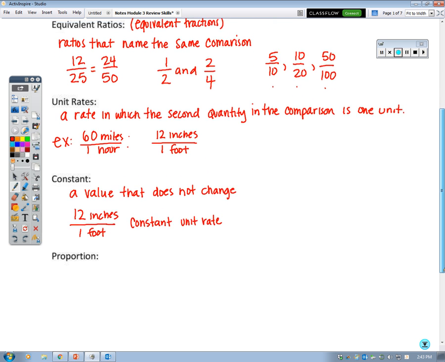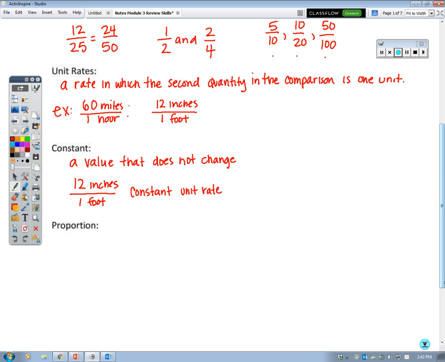And our final word that we're going to look at here is proportion. And a lot of you guys know what proportions are, even if you don't remember what they are. They are an equation that states that two ratios are equivalent.